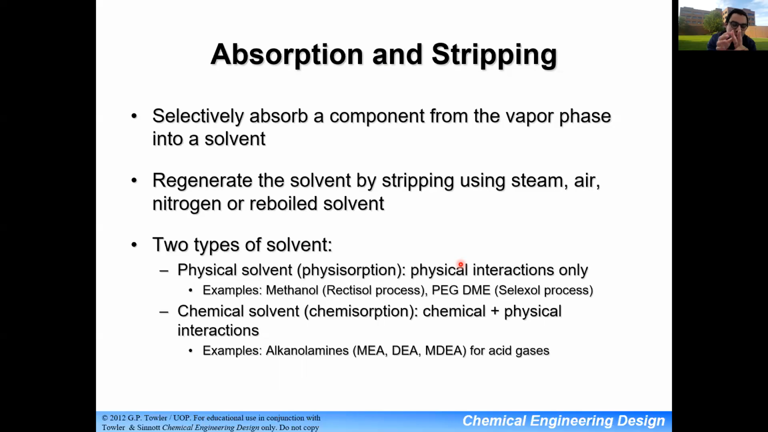And the second type of solvent is a chemical solvent in which I have a reaction, right? So species A reacts with your solvent to form a third type of species. And these are very common examples. For physical solvents, you have methanol, PEG-DMA, Selexol. For chemical solvents, you have MEA, DEA, MDEA, etc.